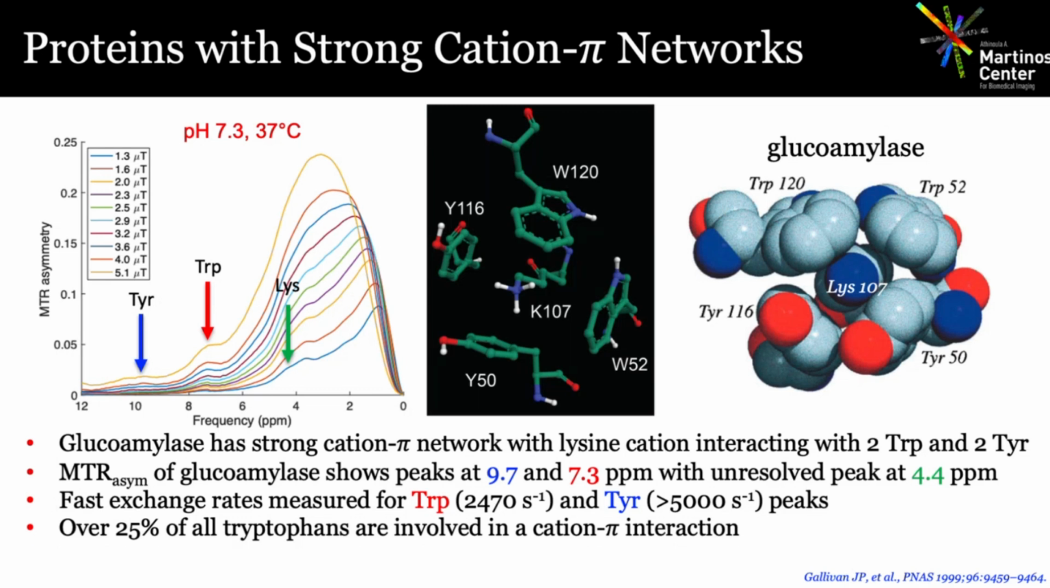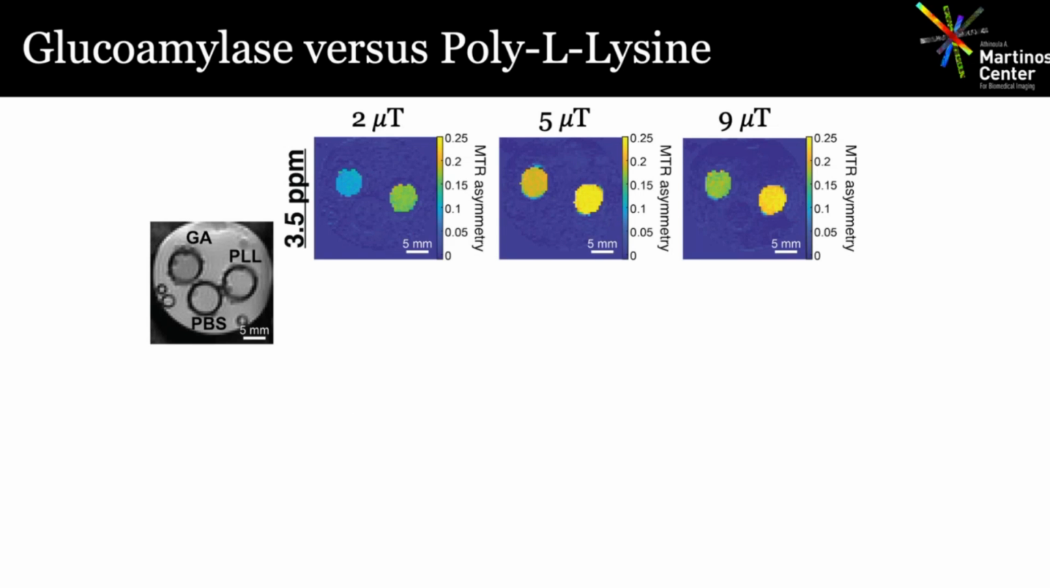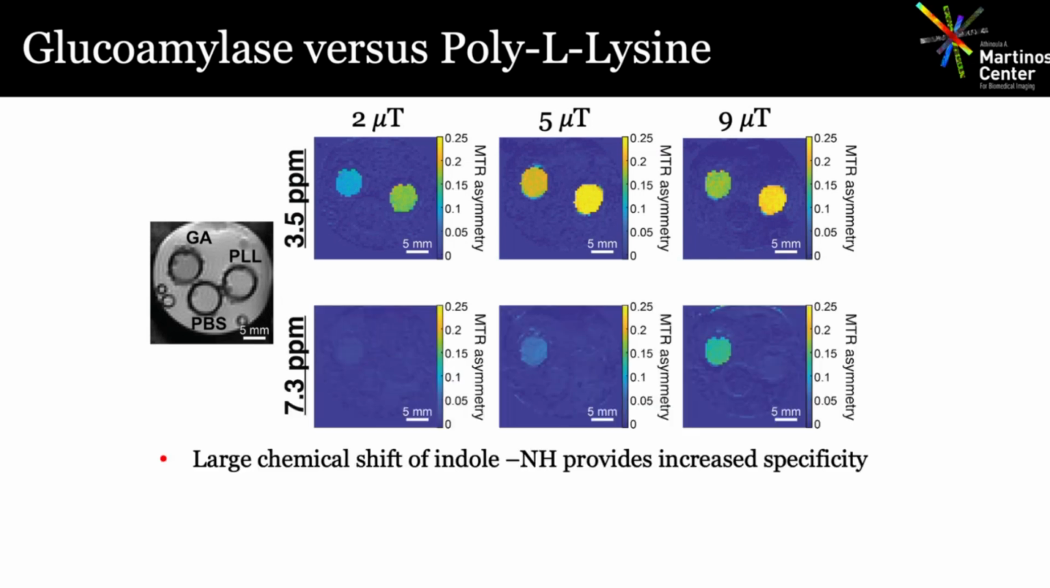So yeah, here's just an example comparing glucoamylase versus polyl-lysine. First, we do the amide contrast, and again, glucoamylase also has amide proton, so it gives contrast. It's not as high as the polyl-lysine because for the polyl-lysine, the exchange rates are much faster. So you get contrast from both, but if we look at 7.3 ppm, the large chemical shift of this indole NH provides specificity. So you don't see anything from the PLL at the different saturation powers, but you do from the glucoamylase.